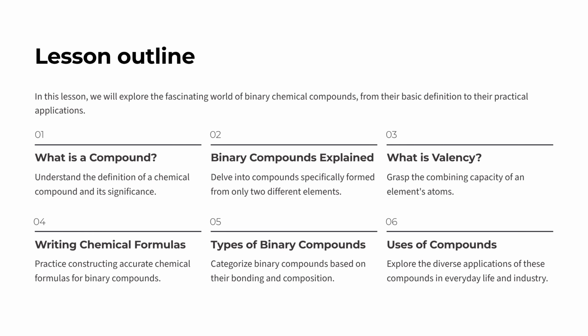Here's the lesson outline for today. First, we'll explain what a compound is. Second, we will look at what binary compounds are. Third, we'll explain valency. Fourth, we will see how to write chemical formulas. Fifth, we'll talk about the types of binary compounds. And finally, we'll explore their uses in everyday life.